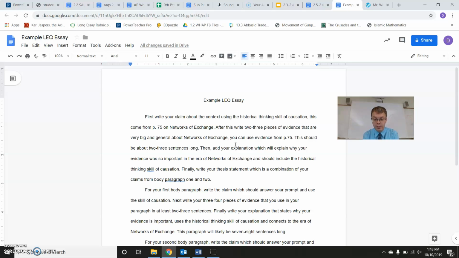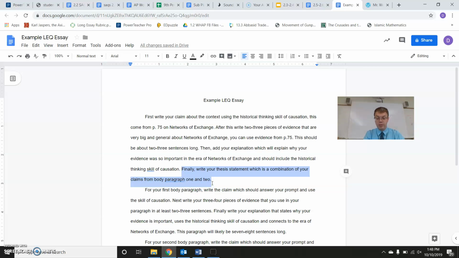Then add your explanation, which explains why this evidence was so important in the era of networks of exchange. This led to cultural diffusion, religion, anything that shows why that evidence is important, and the historical thinking skill of causation. So the word cause or effect, this affected, this caused, should be in your explanation. And then finally, at the end of it, you're going to put your thesis statement.